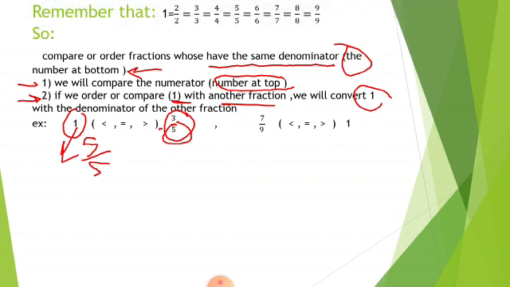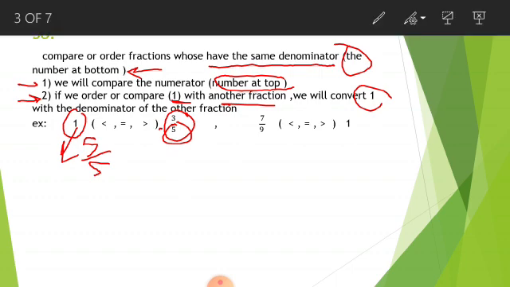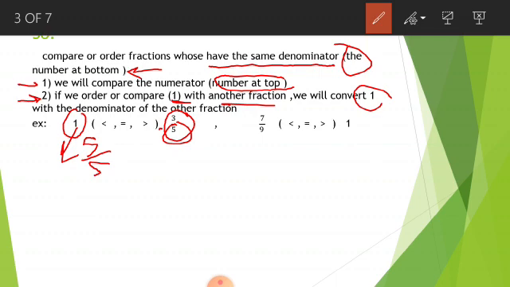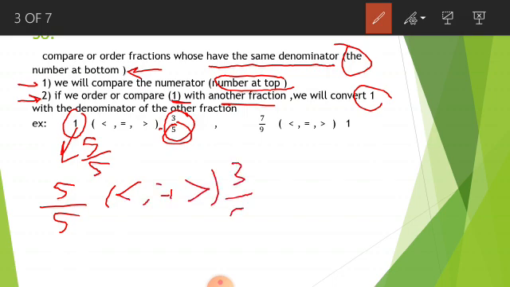Again from here, remember that 1 equals 2 over 2, 3 over 3. Why didn't I mix them? I made 3 over 3, 4 over 4, 5 over 5, 6 over 6. I will convert 1 to be equal to the denominator of the fraction. Here, the fraction with 5, I will convert 1 to equal 5 over 5. Okay, here 5 over 5 is greater than, less than, or equal to 3 over 5.